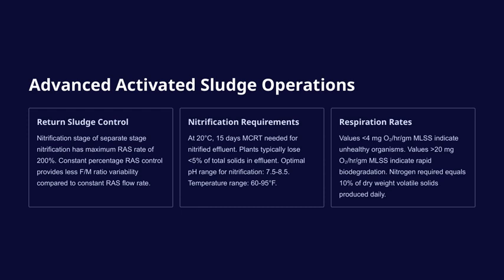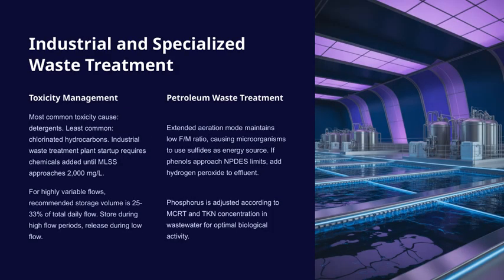plant operation. Let's take a closer look at industrial and specialized waste treatment, starting with toxicity management. The most common cause of toxicity in these processes is detergents, which can be quite challenging to handle. On the other hand, chlorinated hydrocarbons are less common, but still important to monitor. When starting up an industrial waste treatment plant, we typically add chemicals until the mixed liquor suspended solids, or MLSS, approaches around 2,000 milligrams per liter. This helps establish a stable biological community.